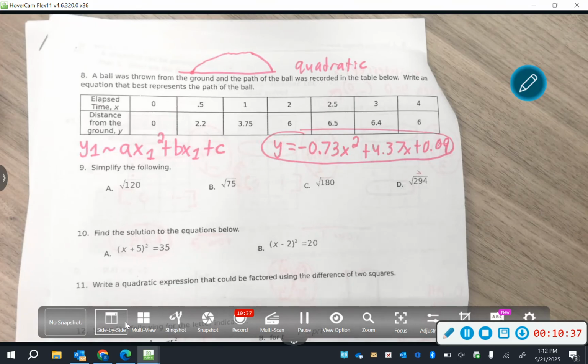Okay? Simplify the following. I'll give you a whole bunch of square roots.